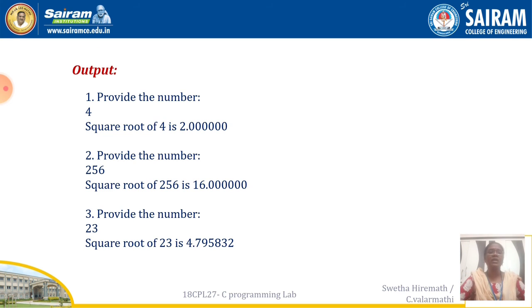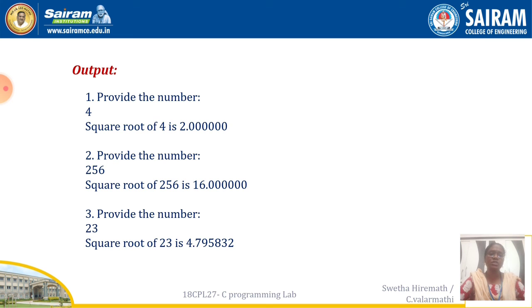Coming to the output, now we are giving one value. My value is 4. So the square root of 4 is 2, displayed here. For the second number, once again I am compiling and executing the program. I am giving one more input, 256. The square root of 256 is 16, displayed.